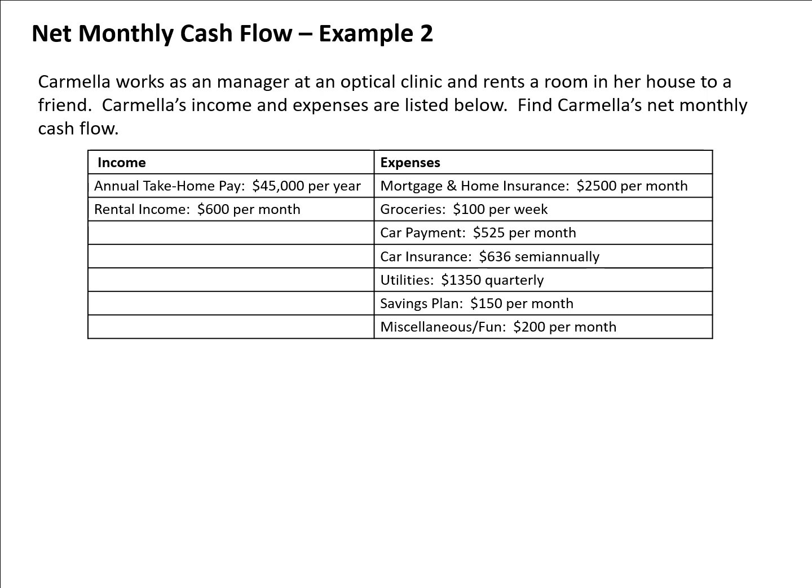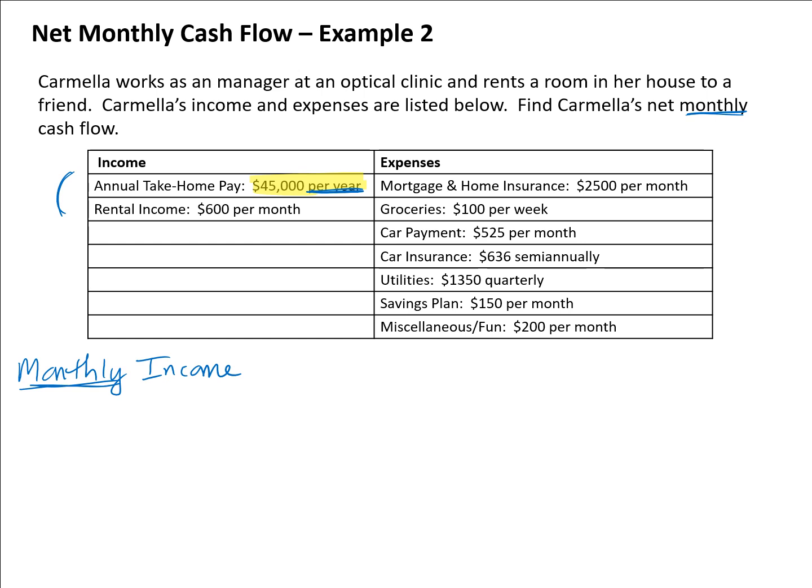Now remember, we're trying to find her net monthly cash flow, and because it is a net monthly cash flow, we need to investigate her monthly income and her monthly expenses. Let's start with monthly income. She's got two pieces of monthly income, and one is her take-home pay from her job. The way the take-home pay is given in this example is that it's $45,000 per year. We don't want to know how much she makes per year. It's useful, but what we really want to know is what she makes per month for this calculation.